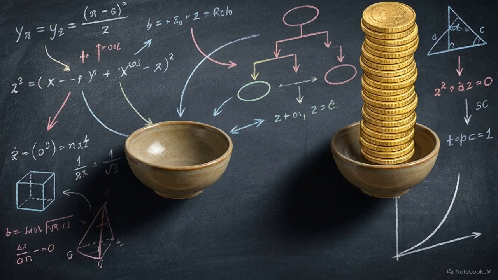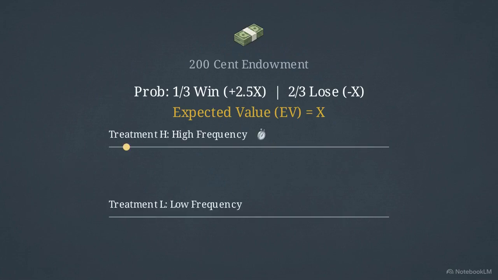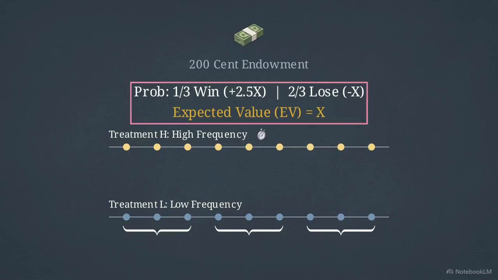To test myopic loss aversion, Uri Gneezy and Jan Potters designed the investment game. Subjects allocate an endowment to a risky bet. Two groups isolate feedback frequency. Treatment H makes decisions round by round, seeing results after every single bet. Treatment L locks in bets in blocks of 3, only seeing the aggregated combined outcome at the end. The underlying probabilities and the expected value of the bet are mathematically identical for both groups.